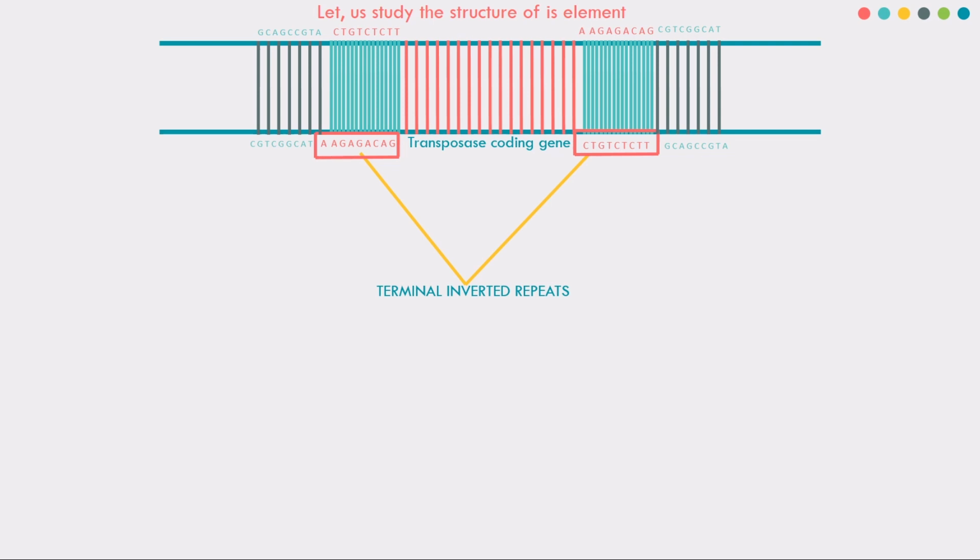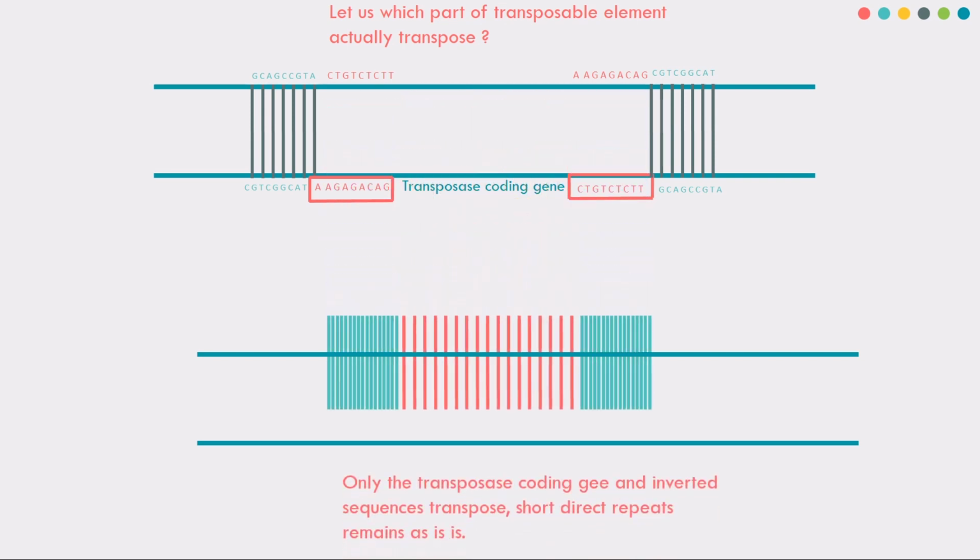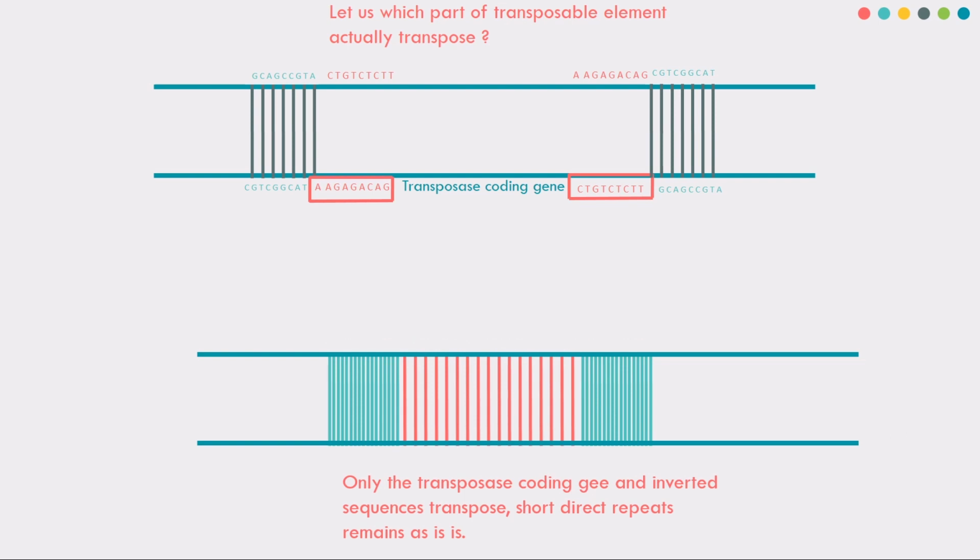The terminal inverted repeats are flanked by the short direct repeats. These are not inverted but the same on the left and the right sides. Let us study which part of the transposable element actually transposes. Here the terminal inverted repeats and the transposase coding gene are transposed. The short direct repeats do not transpose with the transposase coding gene and the terminal inverted repeats.